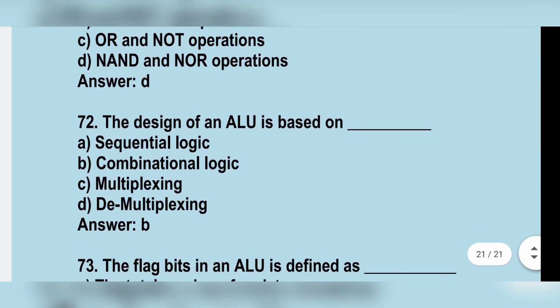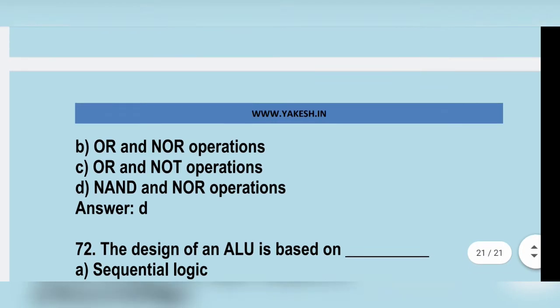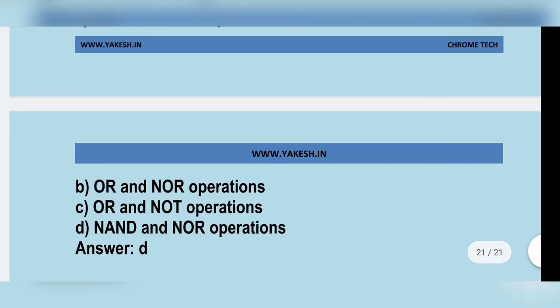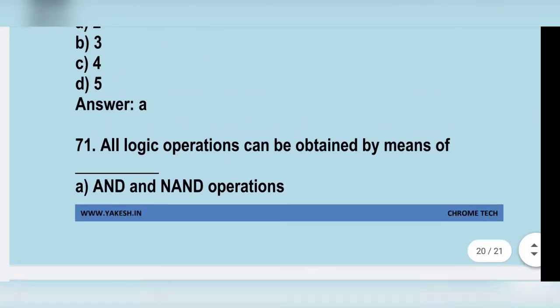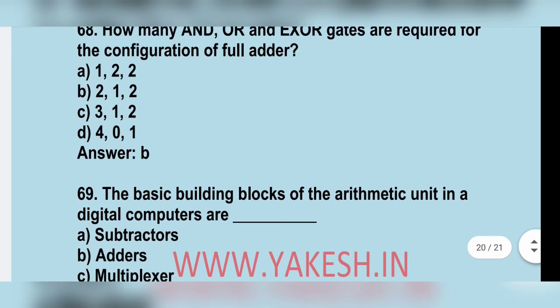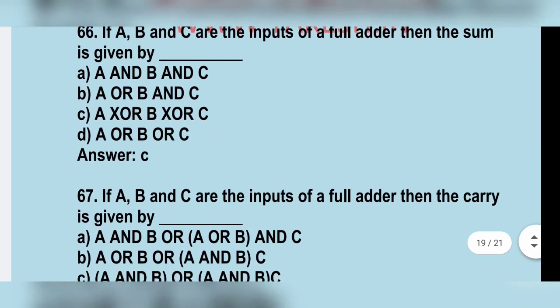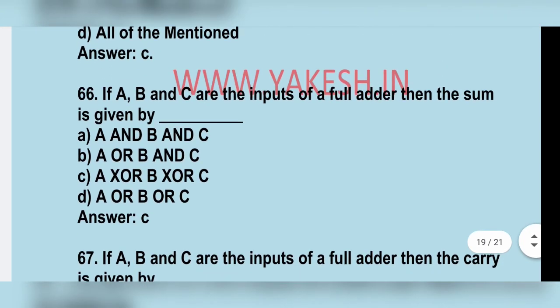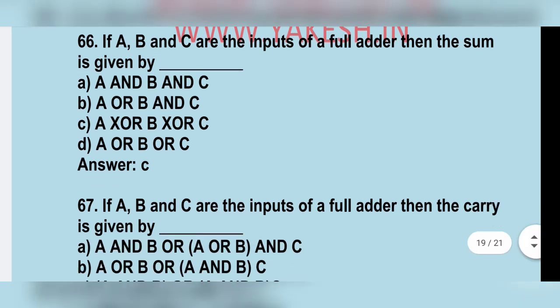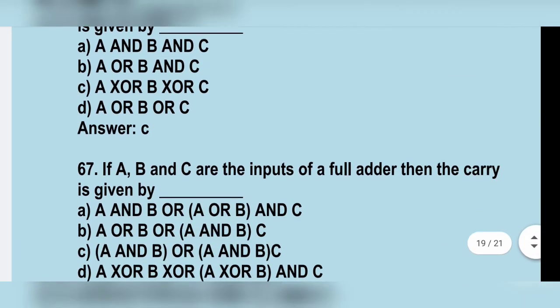What is the difference between half adder and full adder? Half adder has 2 inputs, full adder has 3 inputs. That is the difference between half adder and full adder. If A, B, C are inputs for a full adder, then the sum is given by option C, A XOR B XOR C. Option C is the correct answer.